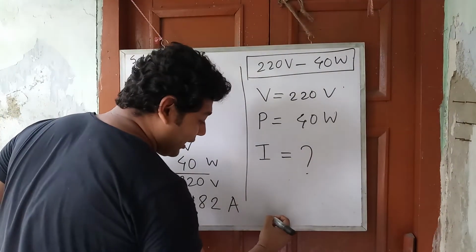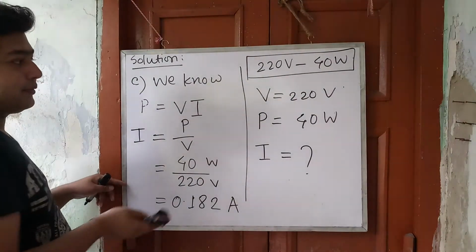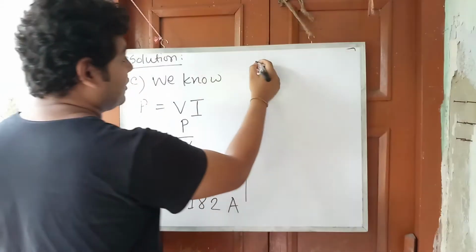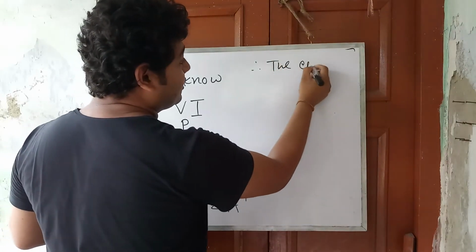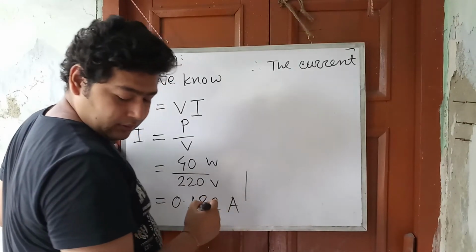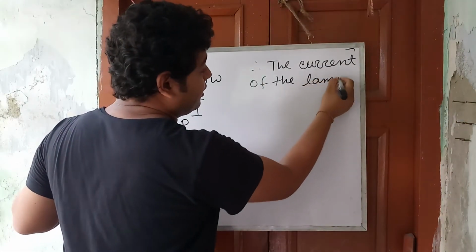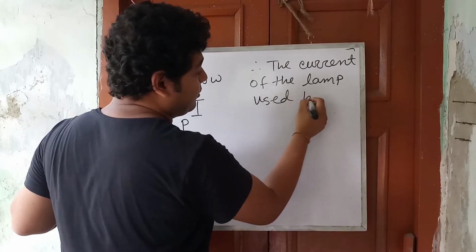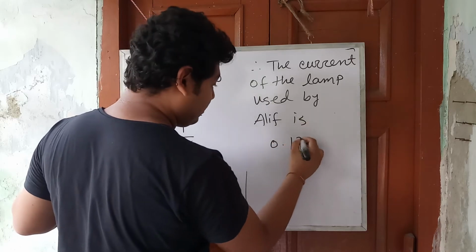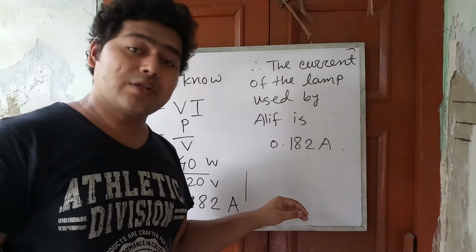Then we will write the answer here. Therefore, the current of the lamp used by Aleph is 0.182 ampere. This is the answer for question number C.